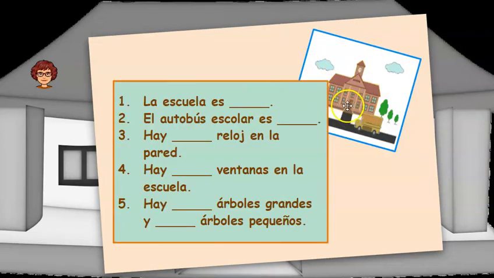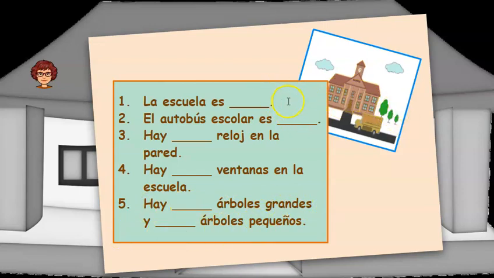Vamos a practicar para hablar. La escuela es, puedo decir, grande, bonita, color café, etc. El autobús escolar es amarillo. Hay, how many? Un reloj en la pared. Hay, how many? Let's count them. 1, 2, 3, 4, 5, 6, 7, 8, 9, 10, 11, 12, 13. Hay 13 ventanas en la escuela. Hay árboles grandes y árboles pequeños.